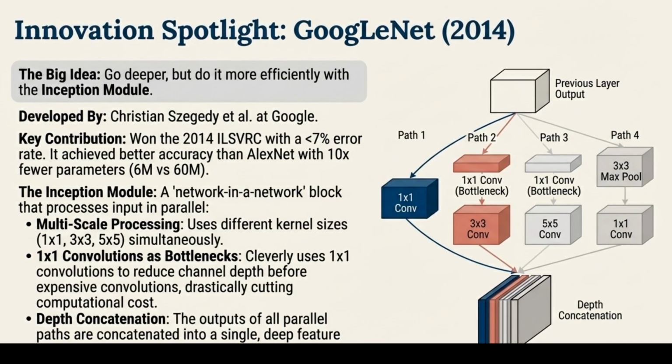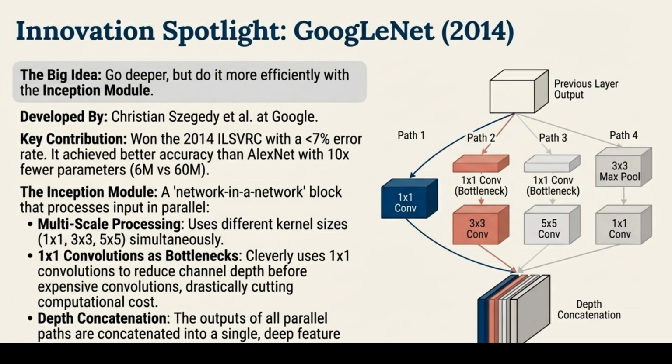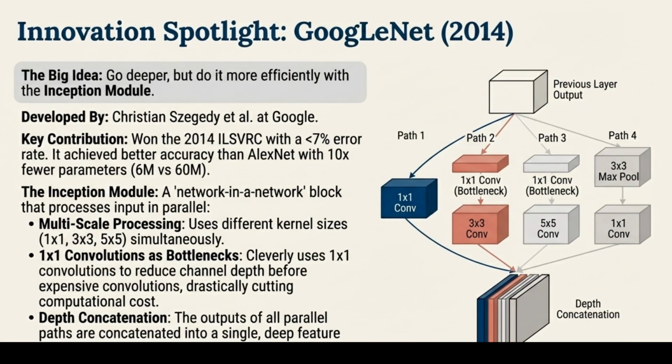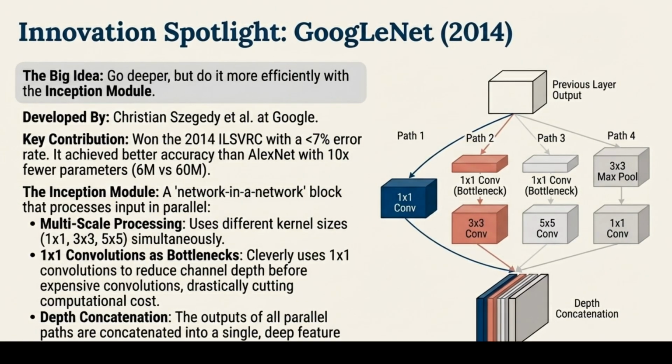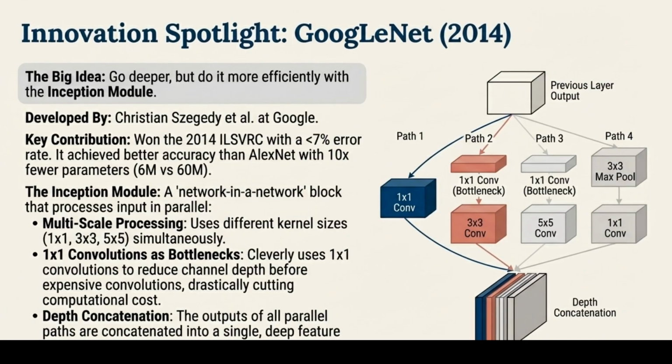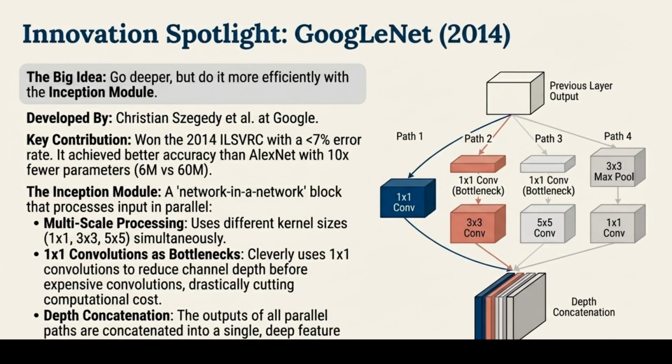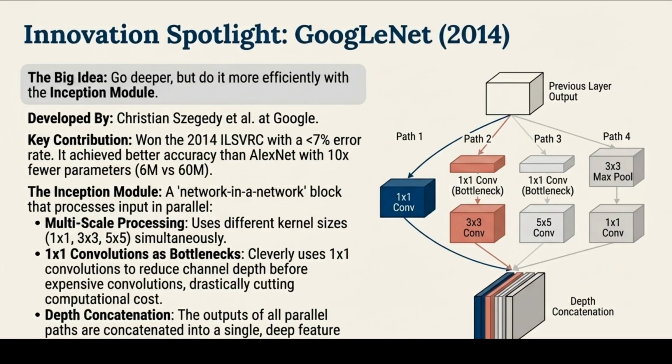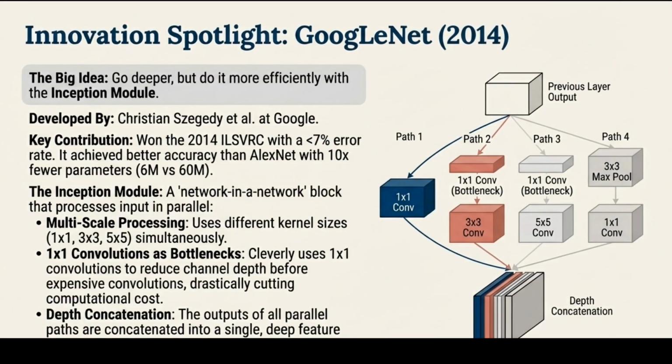Finally, the outputs from all these parallel paths are stacked together via depth concatenation to form a single, deep feature map that captures rich, multi-scale information. This focus on parallelization and efficiency marked a major shift in CNN design philosophy.